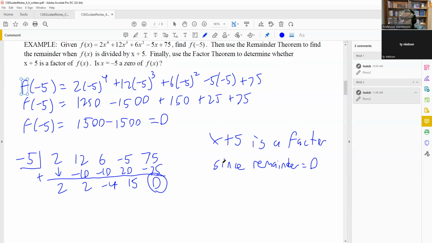Also, if it's a factor, that means I can take x plus 5 and set it equal to 0 and solve. That means that negative 5 is a 0. It's a 0 because when I have an x value of negative 5, I get a y value of 0. So that also tells me that that's an x-intercept. Okay, so that's how the factor theorem and remainder theorem both work together. Again, you have to get a 0 in order for it to be a factor. If it's anything other than a 0, it's not a factor.